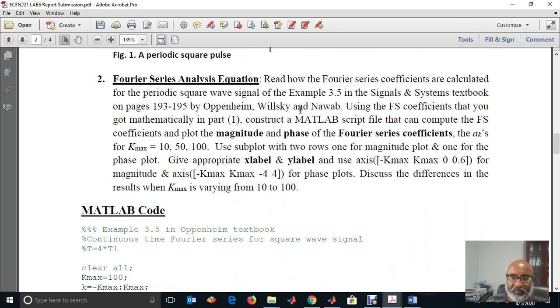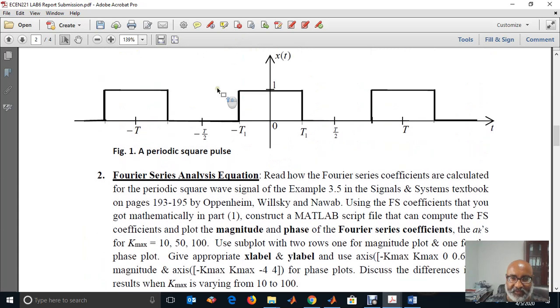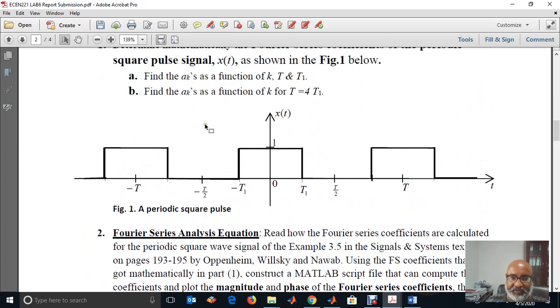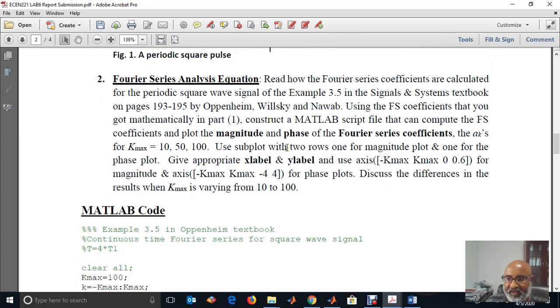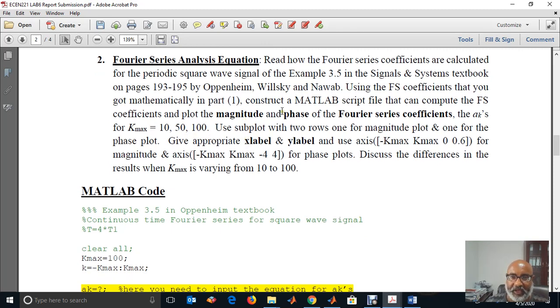Okay, for the MATLAB part, after we found the theoretical results of the AKs from the theoretical calculation, we will plot them as a function of K for different values of K max. For example, K max 10, K max 50, K max 100, and so on. And we need to plot the magnitude and phase of the AKs.